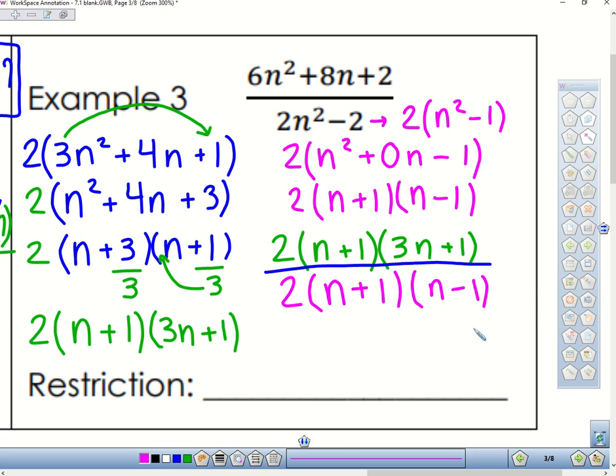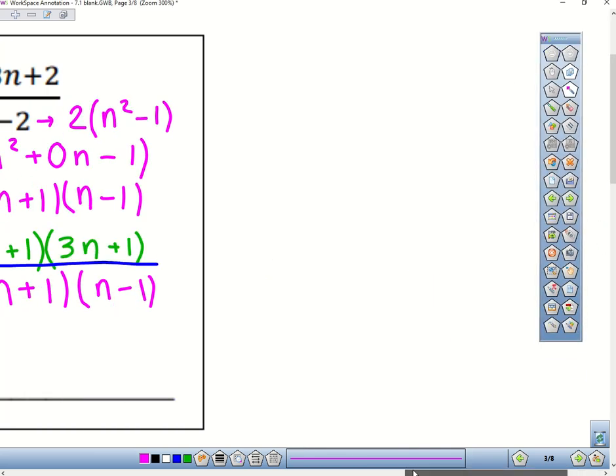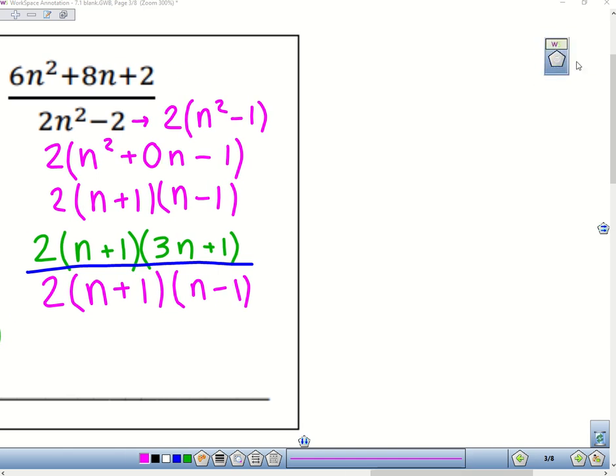No, you have to find the restriction. You have to fill in this line before you simplify anything. It's a common mistake. I've made it myself. I just jump in, I'm like, start and cancel. No. You have to find the restrictions first.